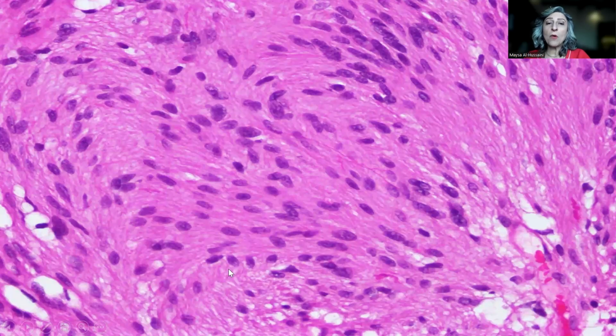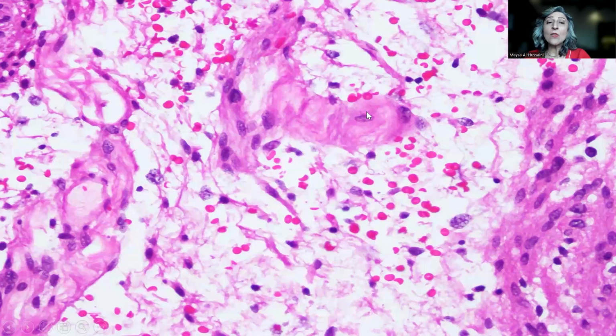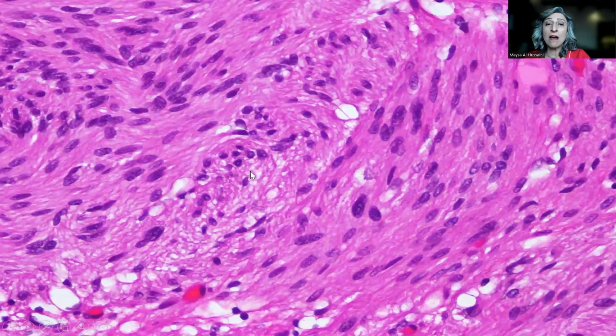Now, on higher power magnification, the cells show spindling of the nuclei with this fibrillarity of the cytoplasm. No mitotic activity is seen, and this is the hypocellular areas showing this edematous-like background, some scattered cells, and then hyalinized vessels. Important clue to the nature of this indolent tumor, that the vessels are hyalinized.